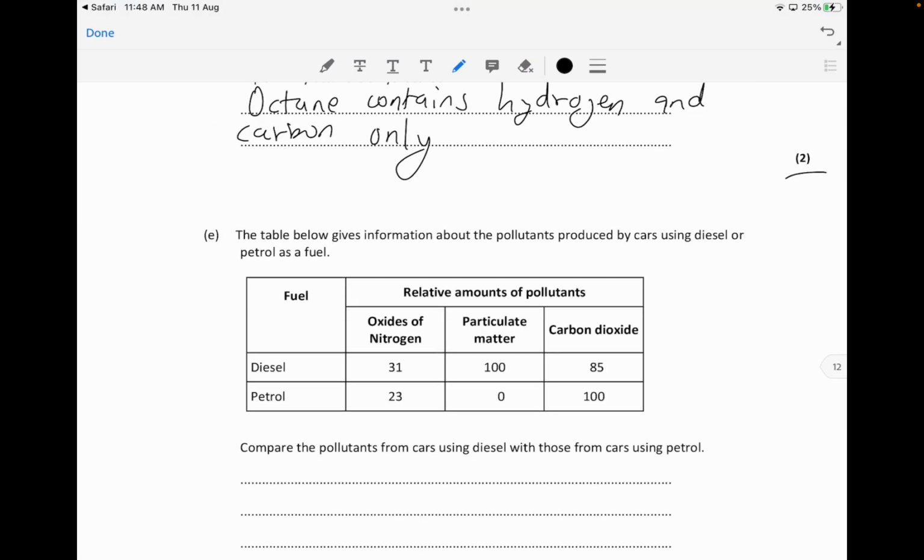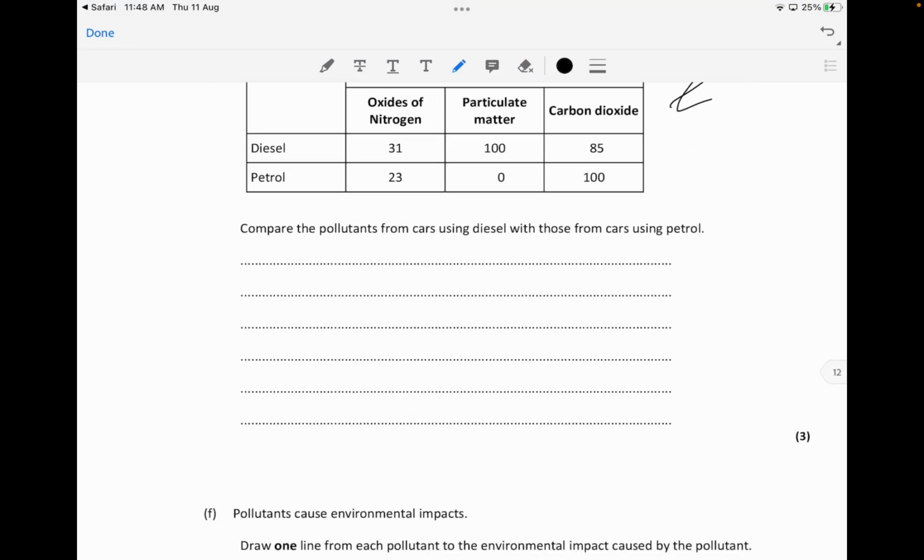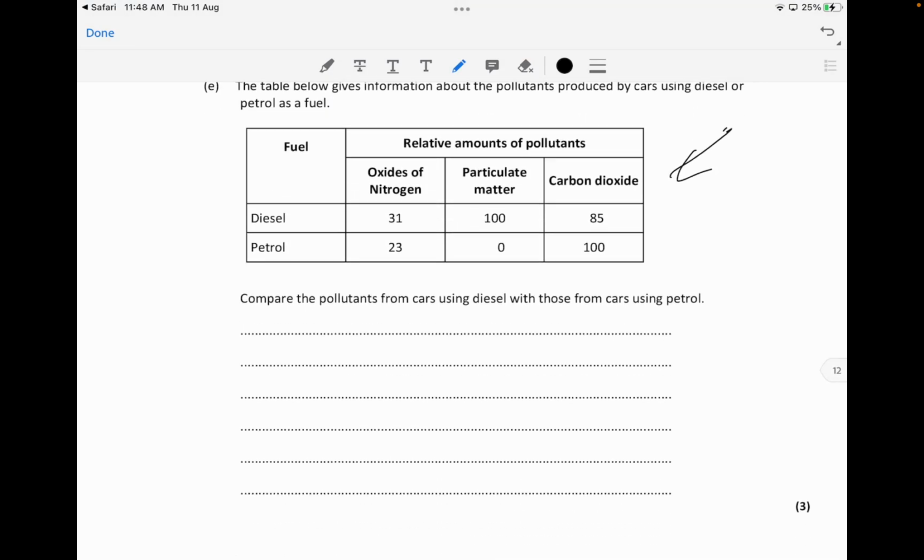Now, the table below gives information about the pollutants produced by cars using diesel or petrol as fuel. We're given a nice little table here, so we have to analyze this. Compare the pollutants from cars using diesel with those from cars using petrol. Since we have to explain for 3 marks, you can say that diesel, if you notice, has oxides of nitrogen, 31 is greater than 23.